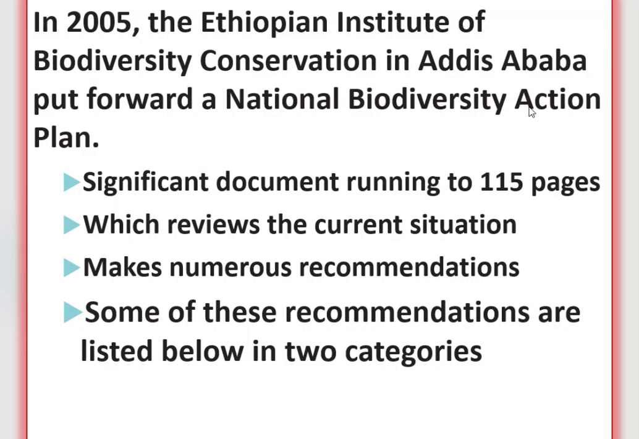In 2005, the Ethiopian Institute of Biodiversity Conservation in Addis Ababa put forward a national biodiversity action plan. This is a significant document running to 115 pages, which reviews the current situation and makes numerous recommendations. Some of these recommendations are listed below in two categories: based on ecological considerations and based on socioeconomic considerations.